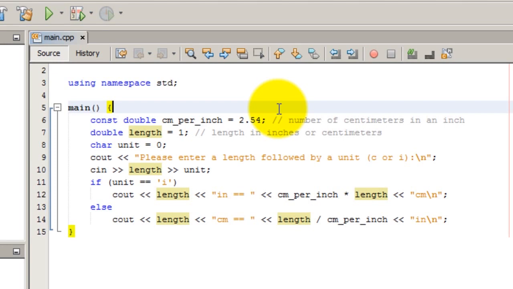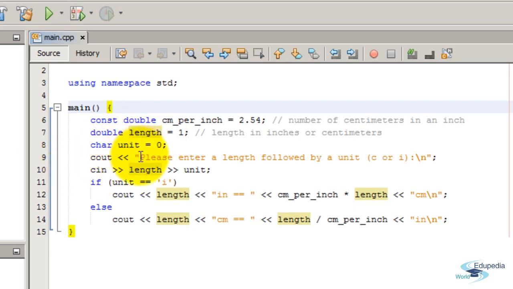Now consider this program. It's a centimeter-inch conversion program. If you enter a centimeter value, it will convert into an inch value. If you enter an inch value, it will convert into a centimeter value. This is the constant factor, centimeters per inch, which is 2.54. In this double variable, we capture the length. In this char, we capture the unit.